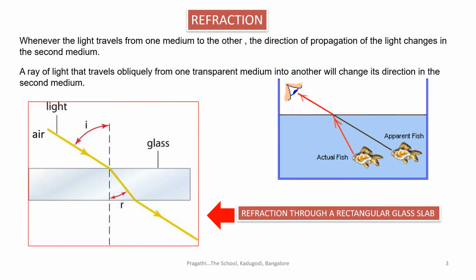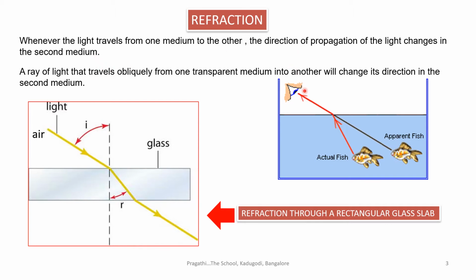Whenever the light travels from one medium to the other, the direction of propagation of the light changes in the second medium. This is the definition of refraction. What do you mean by propagation? Propagation is nothing but movement. So whenever the light travels from one medium to the other, the direction of propagation of the light changes in the second medium. That means the direction changes.